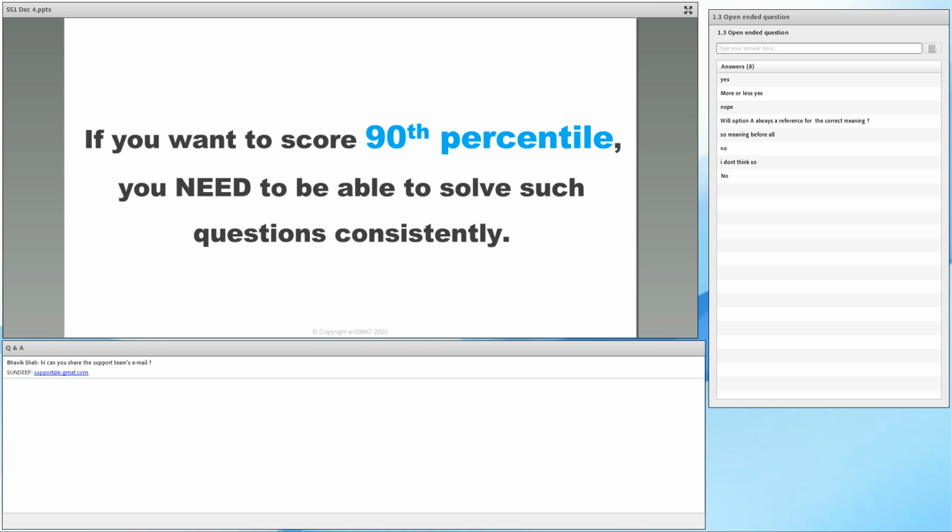Will option A always be a reference for the correct meaning? It will always be. Now, even over there, I would say that with the caveat that there are a couple of cases that exist. And if you attend that webinar next Saturday, we're going to really talk about those cases.